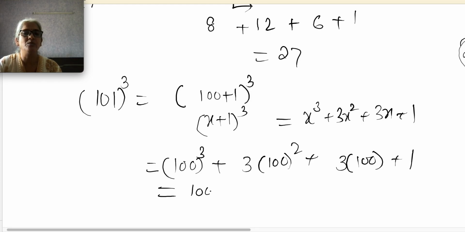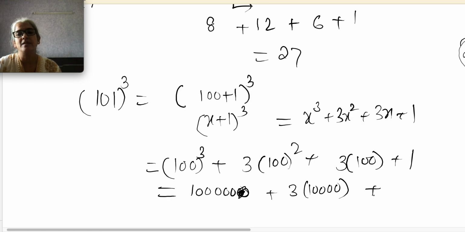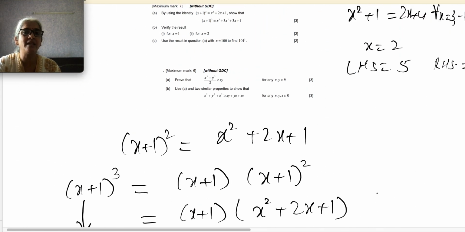So 100 cube is 1 followed by 6 zeros, 1, 2, 3, 4, 5 and 6, correct, plus 3 and 4 zeros, and plus 300 plus 1. So it's easier to add numbers like these than multiply, right? That's how the identity was useful to us. So that's an application, that identities are sometimes useful for mental math.